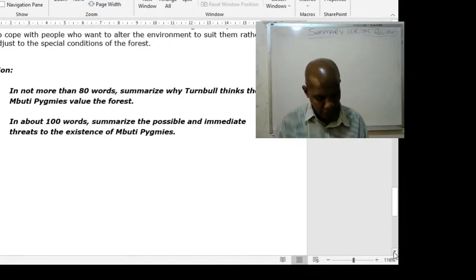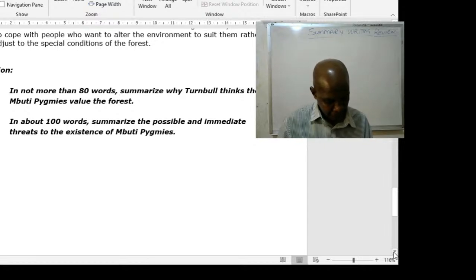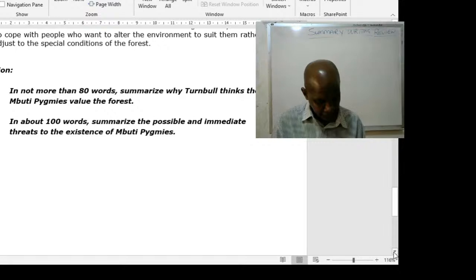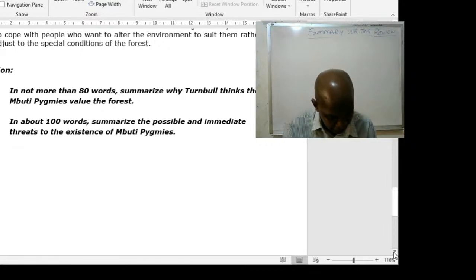So we shall deal with one question before we move to the second. Together, I am not going to read the passage for you, but I would want to ask questions as I refer to certain paragraphs and certain sections. Number one, for question one, why Turnbull thinks the Mbuti pygmies value the forest? Why do they treasure it? Why do they think it is important? What are we going to do?